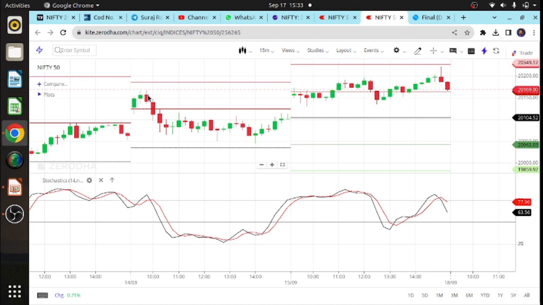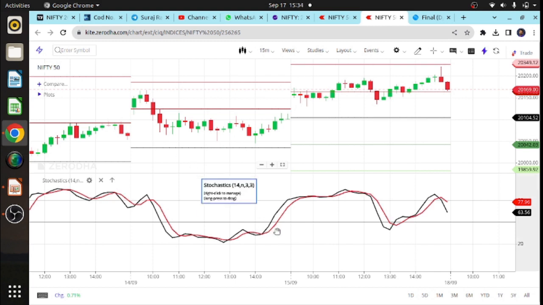Okay, and how long can we hold the put? We can trail the put until stochastic gives some price action, or stochastic moves into the 20 region. In this example, it has not moved into the oversold region, so by trailing the stop loss we can book the put.